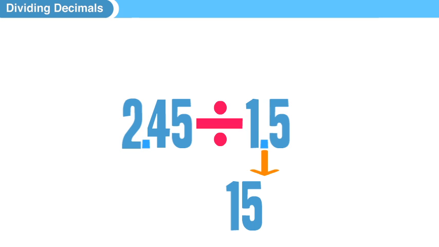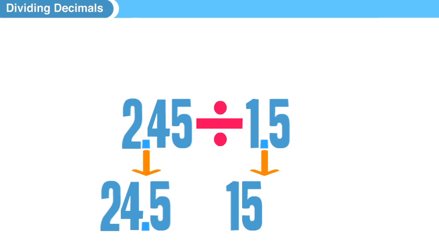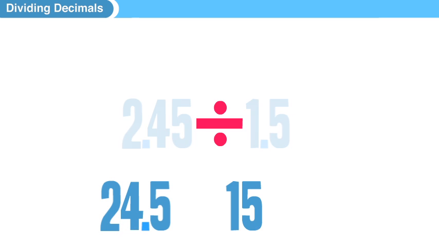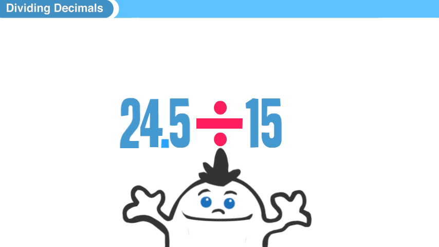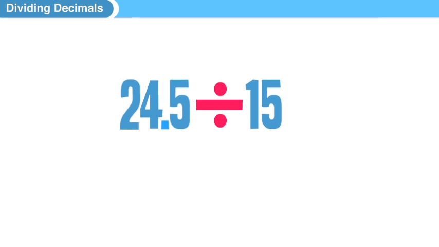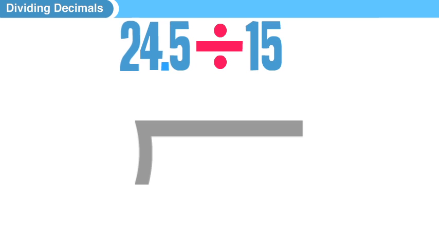Now we want to do the exact same thing with the first number. So we had 2.45. We're going to make that 24.5 because we moved the decimal place one time in the first number. We're going to do that now with this number. So now the problem reads 24.5 divided by 15. So let's look at that and make that long division.